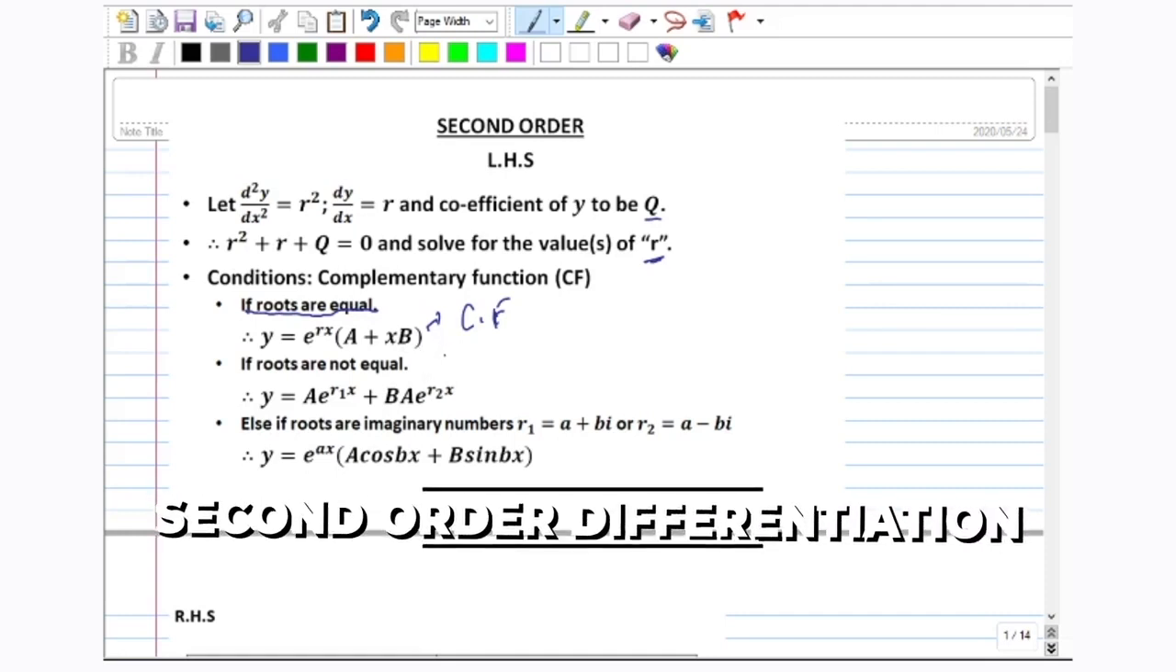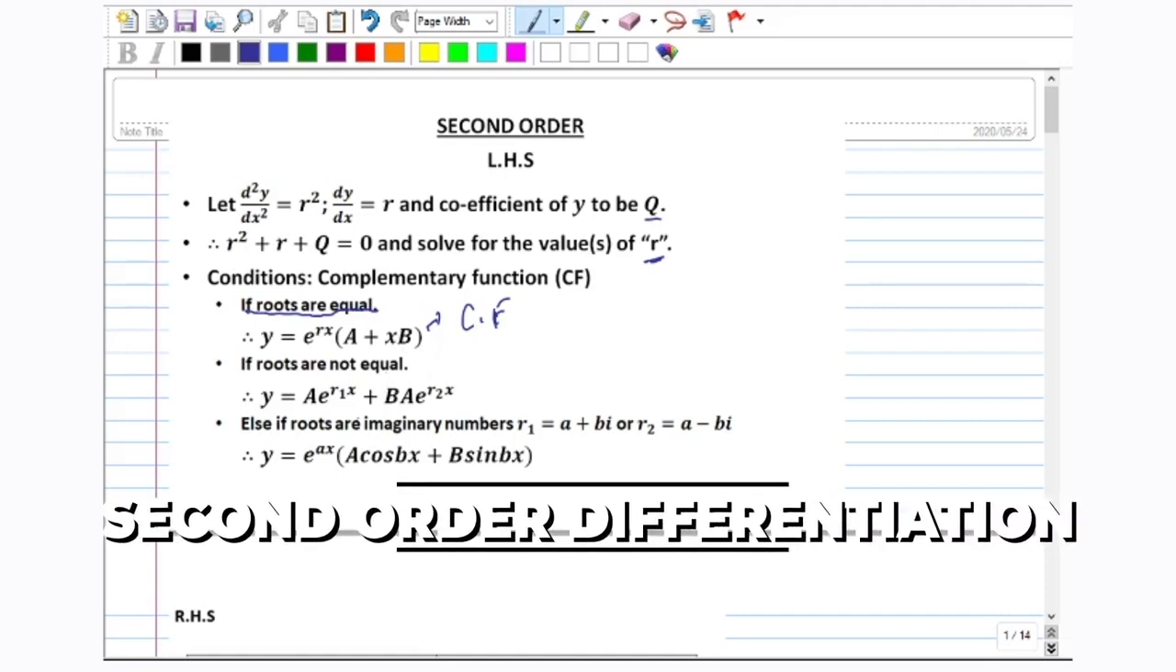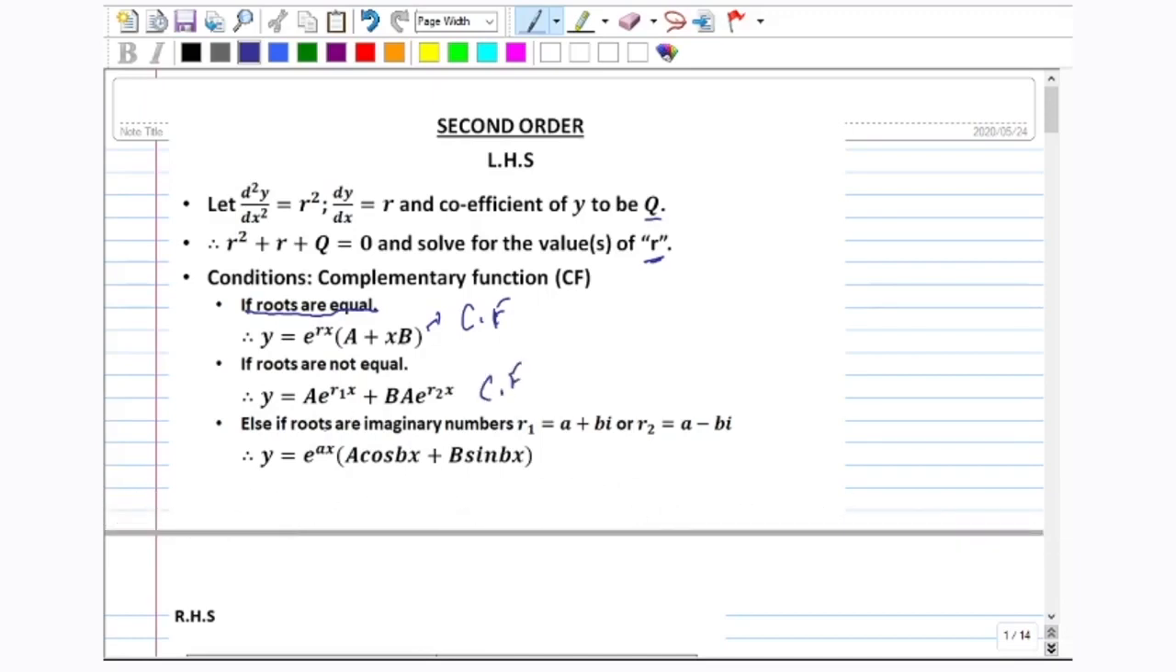If the roots are not equal, then your complementary function will be y equal to a e to the exponent r1 x plus b. Okay, there's not supposed to be an a here, it's supposed to be a b. So please make sure, let me highlight that so that you can see. So it will be b e to the exponent r2 x. That will be your complementary function.